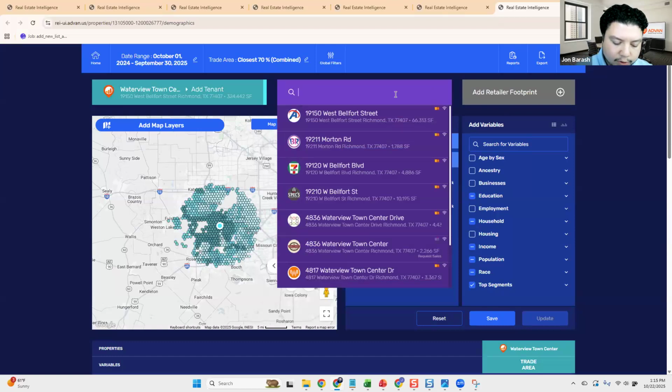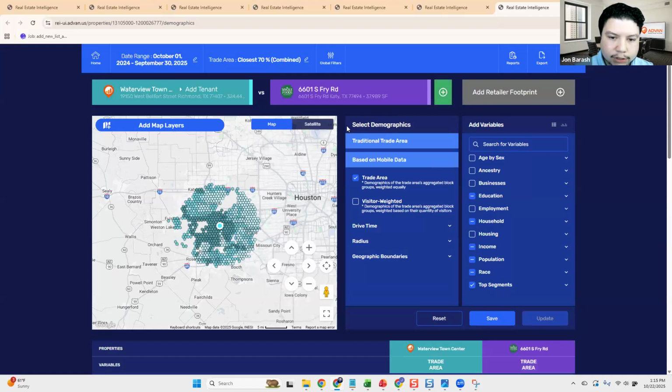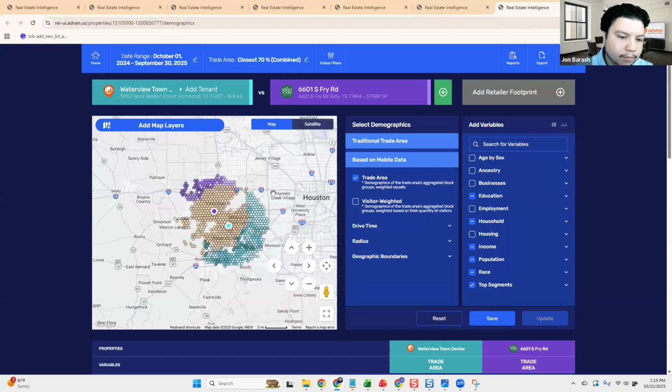So to do that, instead of a retailer footprint, I'm going to add in one specific location, and that'll be the nearest Whole Foods. By typing in Whole Foods, I'm pulling up all the nearby ones, from closest to furthest. And if I select this one here in Katy, Texas, about 5 miles away, we have our overlapping customers shaded here in orange.